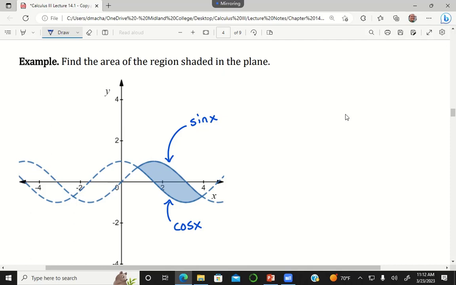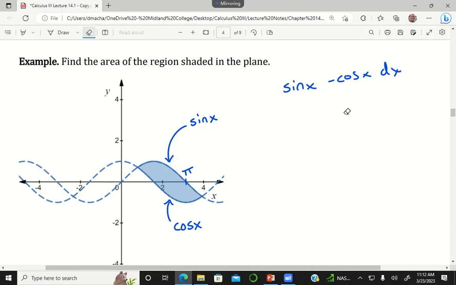So the easy way to do this that we did at the very beginning of Calculus 2 would just be to take the integral from, let's see, this is pi, so that would be pi half. So the integral from pi fourths to 5 pi over 4. And then you would say, well, sine of x is my top curve, cosine of x is my bottom curve. And that's how we did it in Calculus 2.